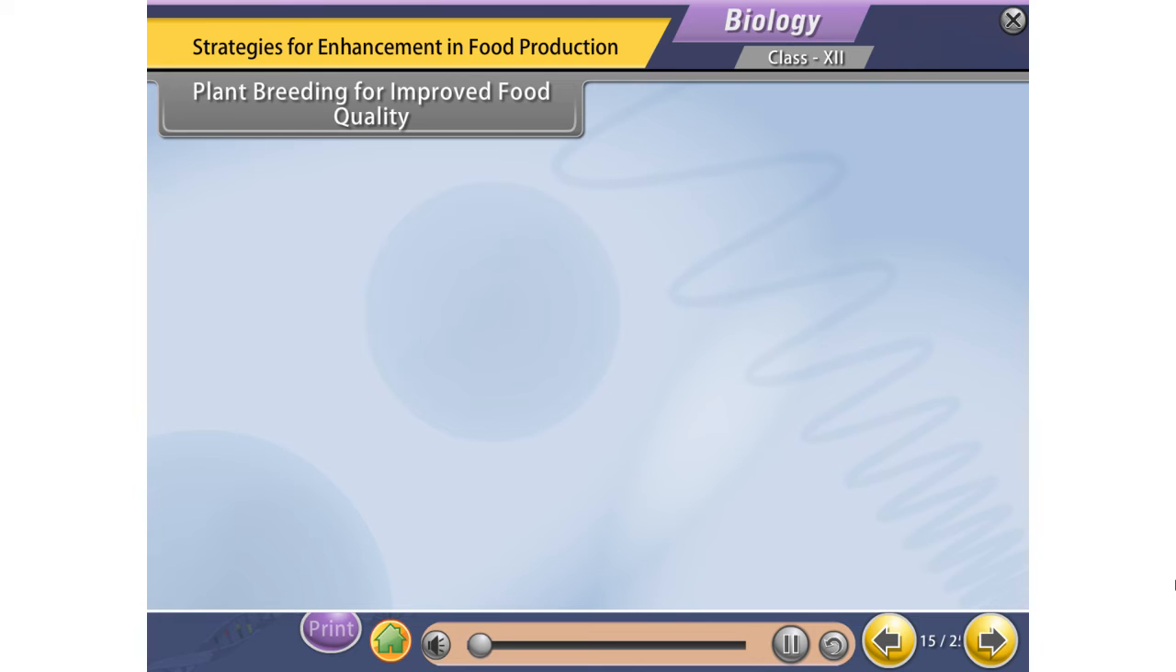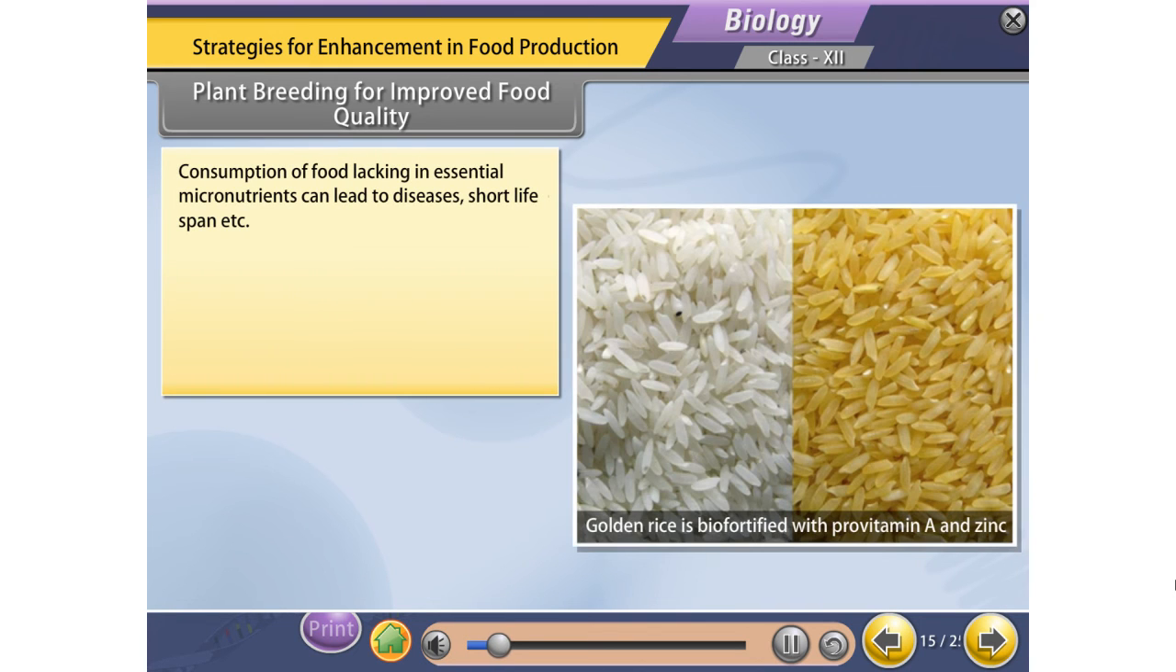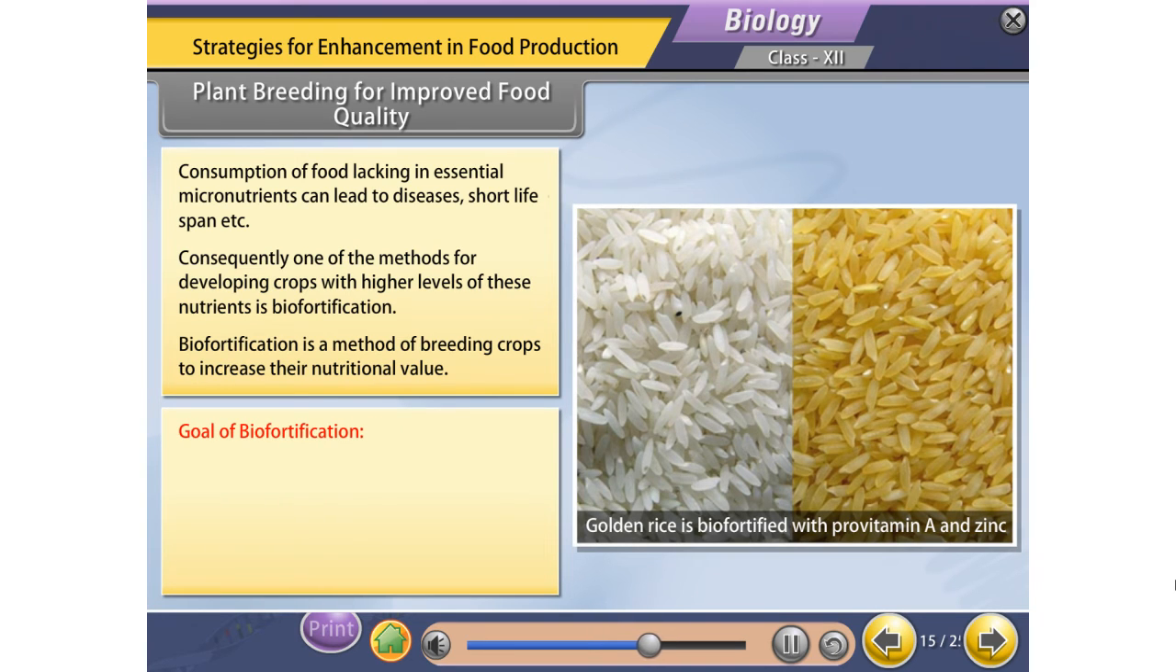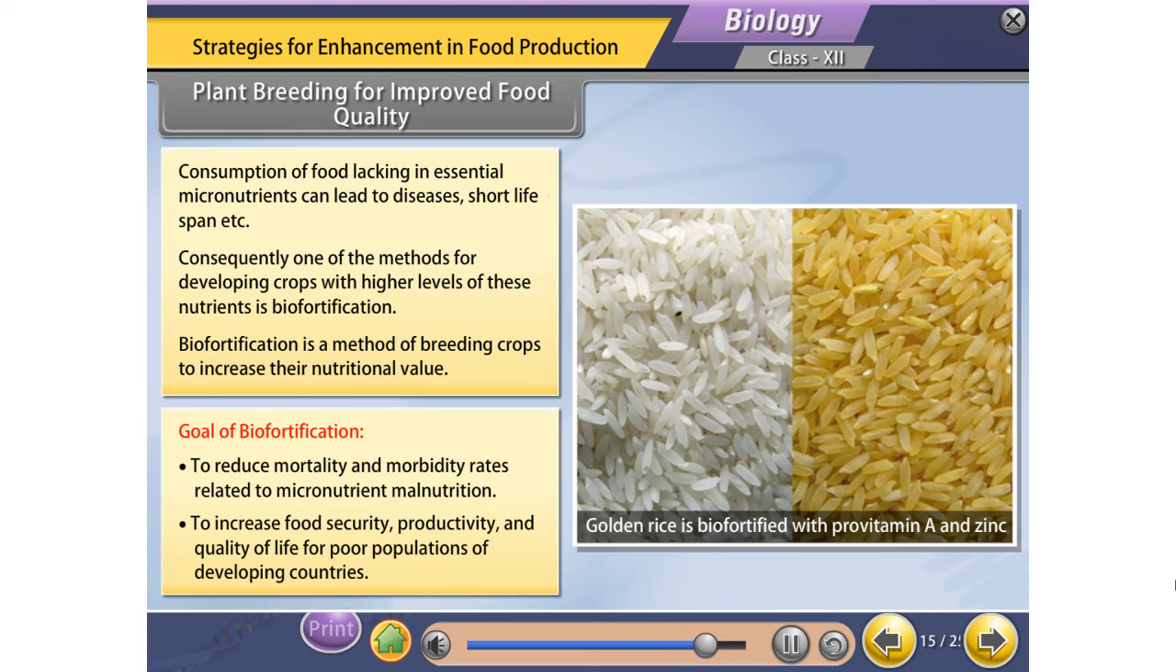Plant breeding for improved food quality. Consumption of food lacking in essential micronutrients can lead to diseases, short lifespan, etc. Consequently, one of the methods for developing crops with high levels of these nutrients is bio-fortification. Bio-fortification is a method of breeding crops to increase their nutritional value. Goal of bio-fortification: to reduce mortality and morbidity rates related to micronutrient malnutrition, to increase food security, productivity and quality of life for poor populations of developing countries.